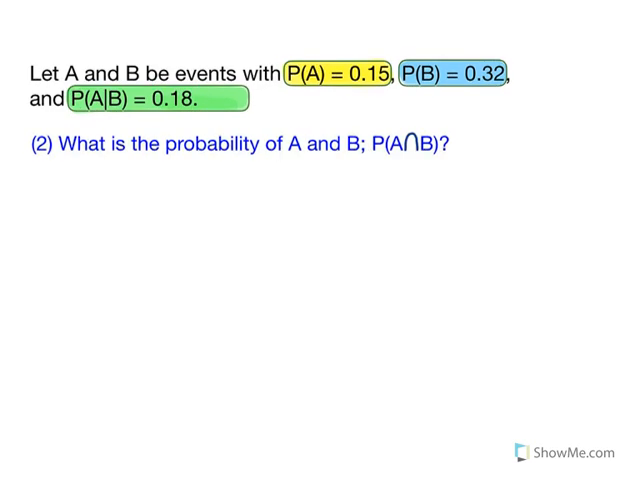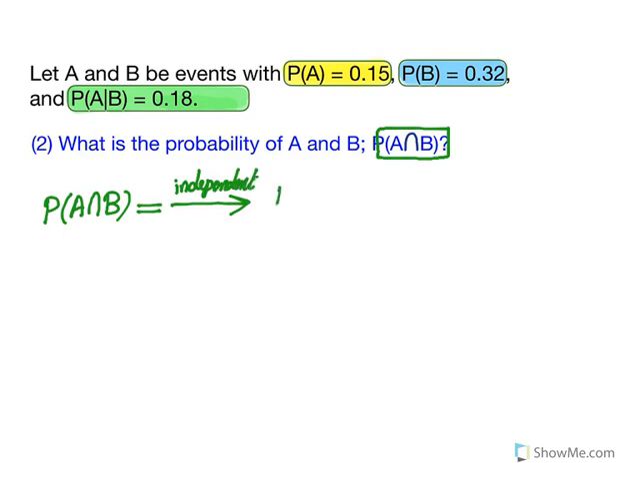So the second part, what's the probability of A and B? This one, probability of A and B. So we know the rule. Let me teach you everything. If they are independent, then it is probability of A times probability of B. You don't have to think about it. Once you know that they are independent, then you just multiply the probabilities.